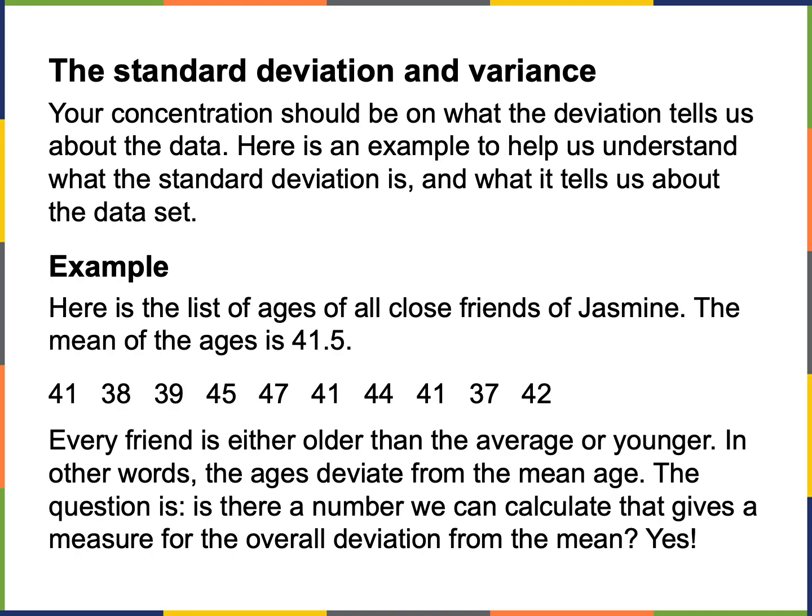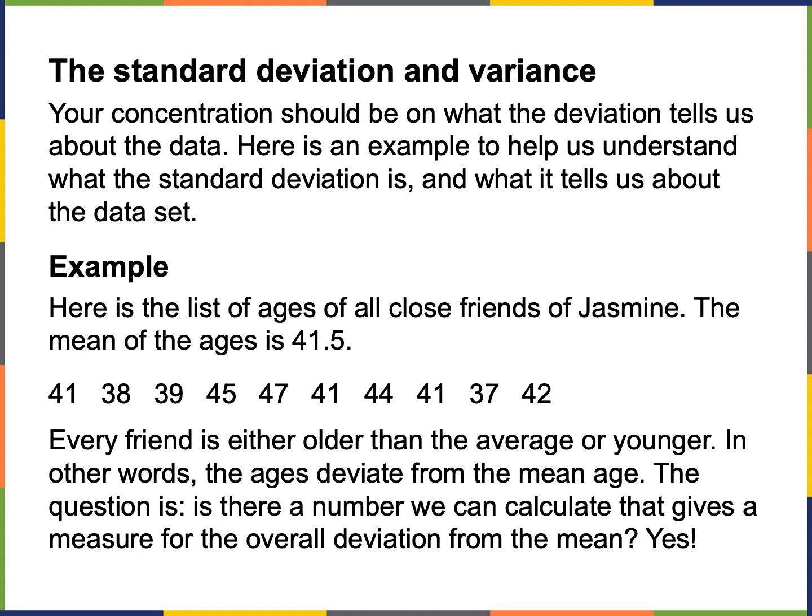So let me start by introducing first standard deviation and variance. We're going to do an example to talk about what standard deviation is and how it informs us about the data set. It's best illustrated with this example. Let's suppose we have this person, Jasmine, and she has about 1, 2, 3, 4, 5, 6, 7, 8, 9, 10 close friends. If we took the mean of her close friends' ages, the mean is 41.5.